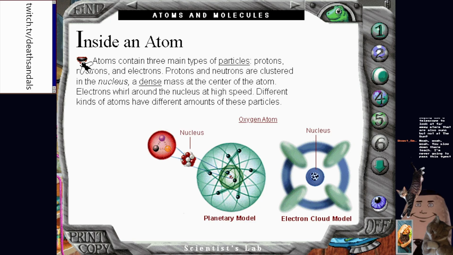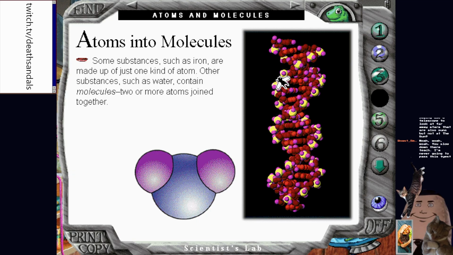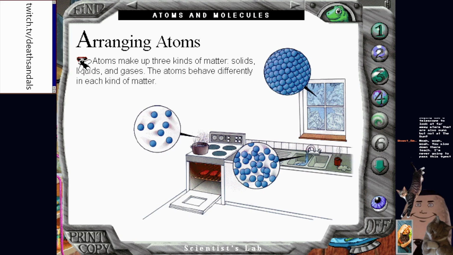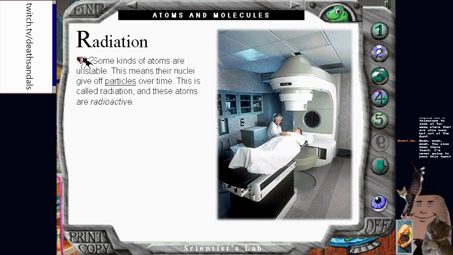Inside an atom. Atoms contain three main types of atoms. Okay. Yep. We're not going to get anything too complicated. Atoms make up molecules. Yep. Oh, that's a big... No, that's like a big-ass molecule. Arranging atoms, a DNA strand, almost. Atoms make up three states: solid, liquid, gas. Radiation. That's more like it. Some kinds of atoms are unstable. This means their nuclei give off particles over time. This is called radiation, and these atoms are radioactive.